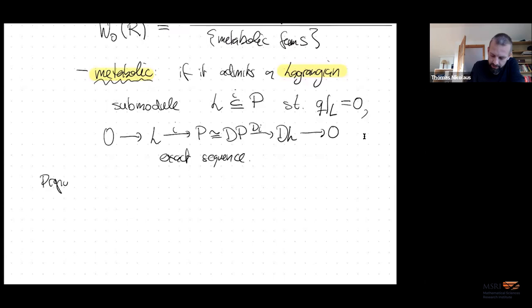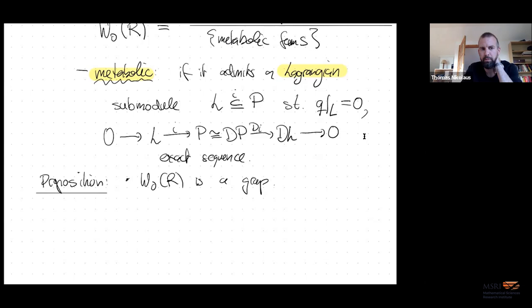So let me collect this and another property in this little proposition. Namely, the first thing is that W0(R) is a group. And the inverse of a given form is just given by the negative of that form. You can just work out that a form plus the negative of that form is actually metabolic. That proves that the inverse is given by the negative of that form. And maybe I should say, under a direct sum or orthogonal sum. Okay, that's the first property.